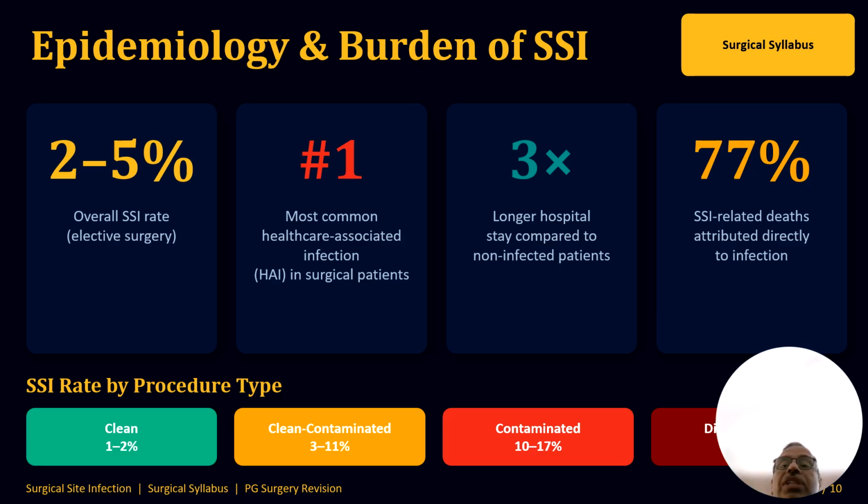Whereas in contaminated surgery, if you're doing a gut resection, or operating on infected conditions within the abdomen or pleural cavity, the SSI rate increases to about 10 to 17%. And in dirty surgery, if you're operating on a patient who already has purulent or feculent peritonitis, the rate of SSI may go even beyond 40 to 50%. So the rate of SSI also depends on the type of surgery being done, whether it's clean, clean contaminated, or dirty.